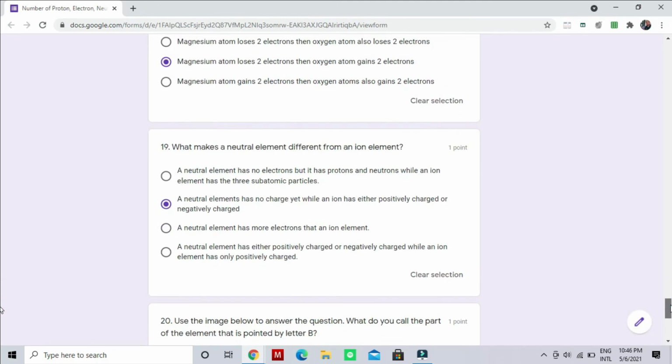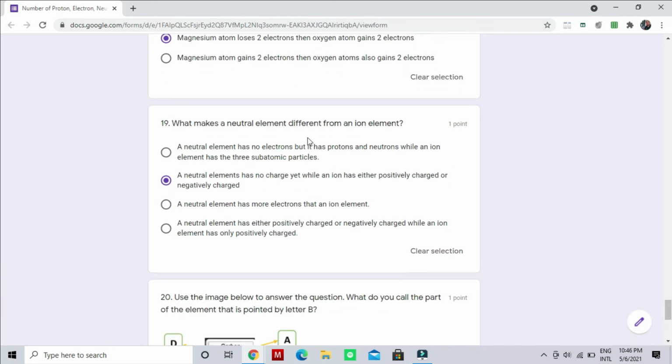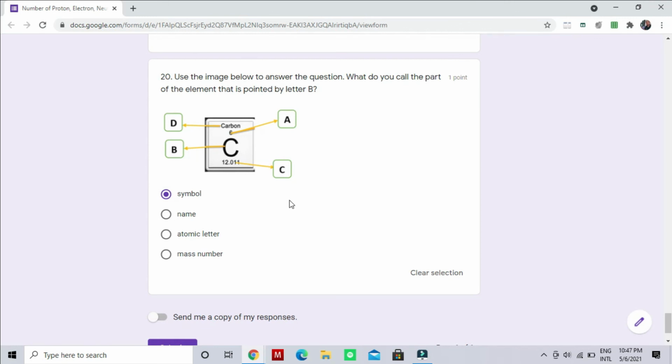Question number 19. What makes a neutral element different from an ion element? The correct answer is a neutral element has no charge, while an ion has either positively charged or negatively charged. Question number 20. Use the image below to answer the question. What do you call the part of the element that is pointed by letter B? The correct answer is symbol.